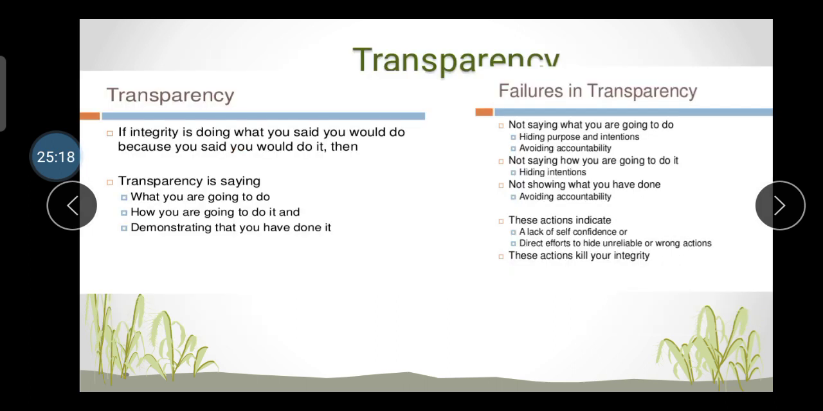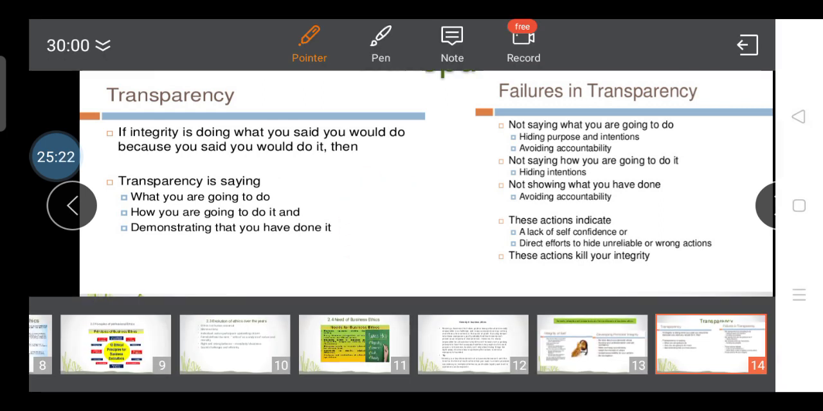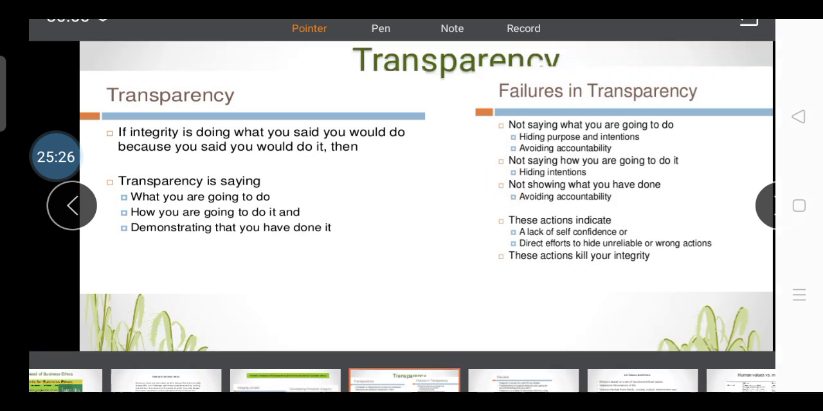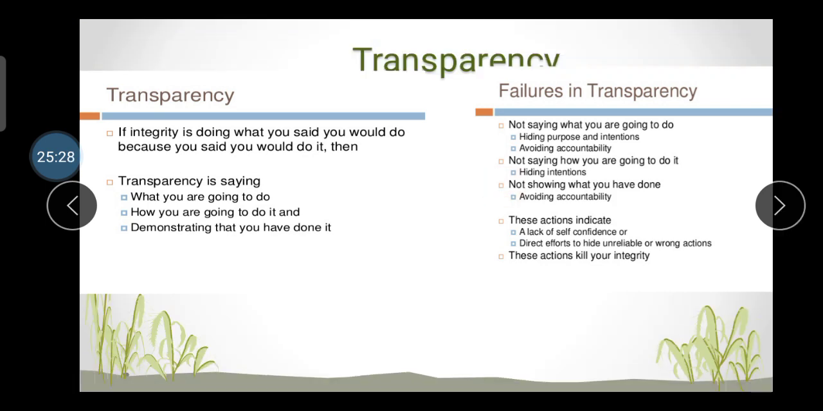Then the last one is transparency. What does transparency mean? Transparency means you can easily see whatever work you have done. So transparency is very important in your business. You cannot do anything unethical or deal in black money in your field. You cannot do this type of work.